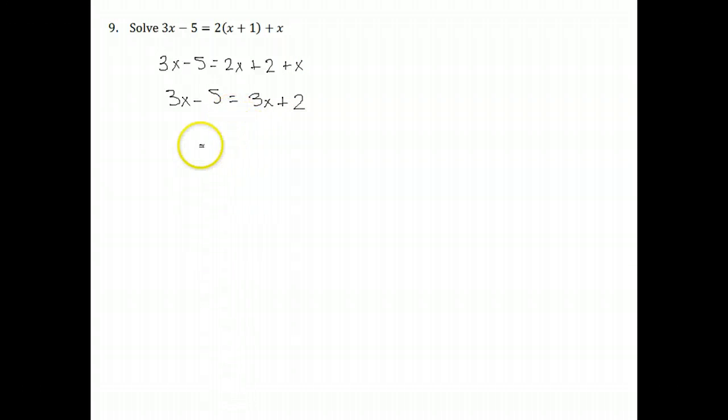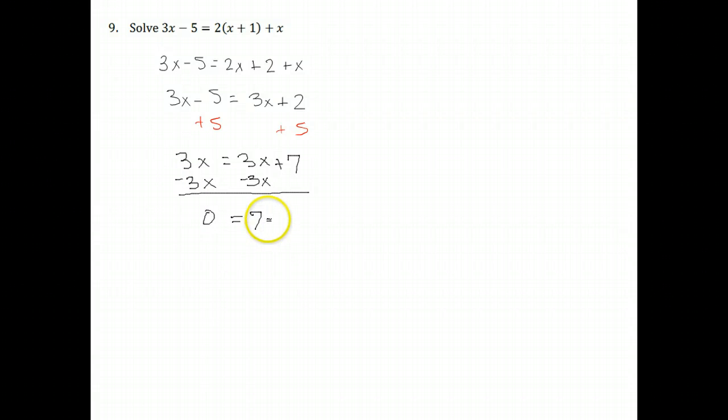Next we want to move all the variables to one side and the numeric terms to the opposite side. So we're going to add 5 to both sides. And that's going to give us 3x equals 3x plus 7. And finally we're going to subtract 3x from both sides. That's going to give us 0 equals 7. And that doesn't make any sense.